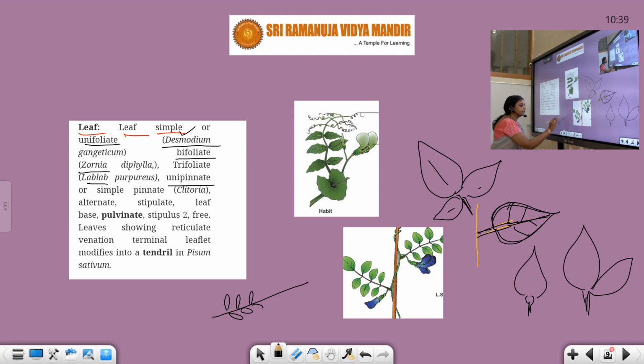If the arrangement is like this, that is unipinnate, or simple pinnate, pinnately compound. That means this type of leaf is simple pinnate in Clitoria. In Clitoria we can see. So the types of leaves are either simple, that means on the petiole one lamina is present, or pinnately compound or palmately compound. In palmately compound we have seen unifoliate, bifoliate and trifoliate, and unipinnate also in some plants.